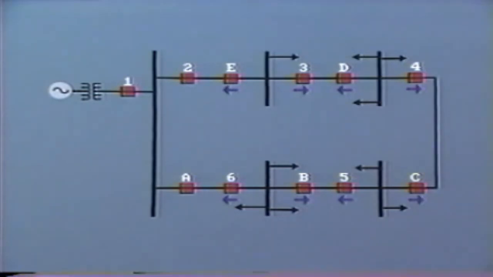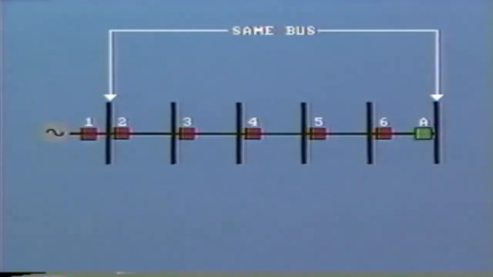The coordination of the relays must be performed in two stages. That is, first the clockwise loop, and then the counterclockwise loop. For the sake of clarity, we can lay out the clockwise group of breakers in a line like this, starting at breaker 2 and working our way through breakers 3, 4, 5, and 6. For this part of the study, breaker A is assumed to be open.